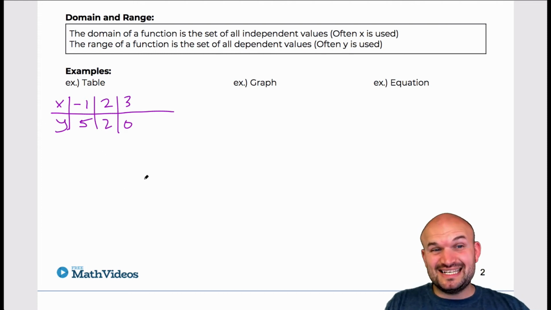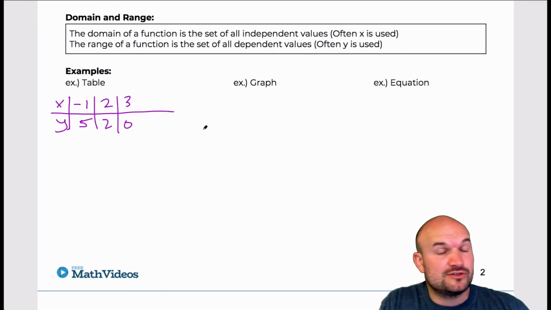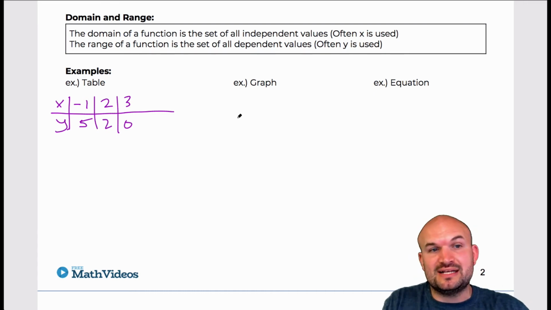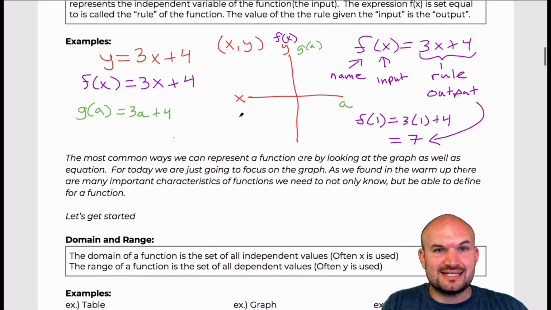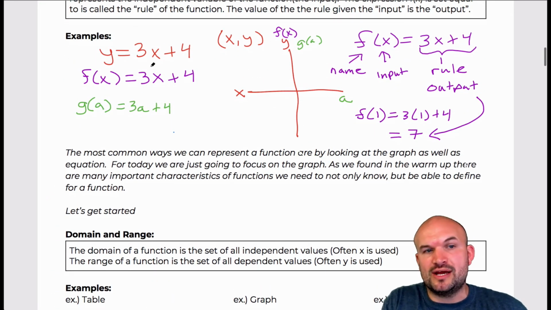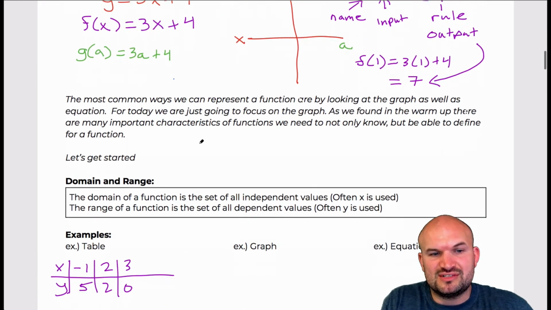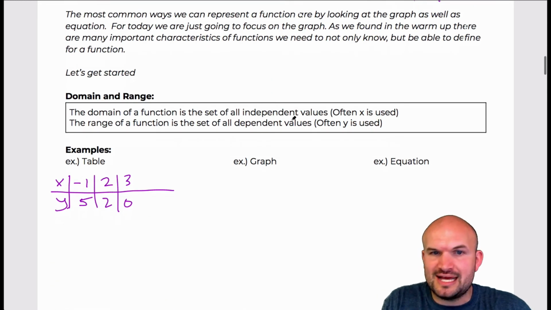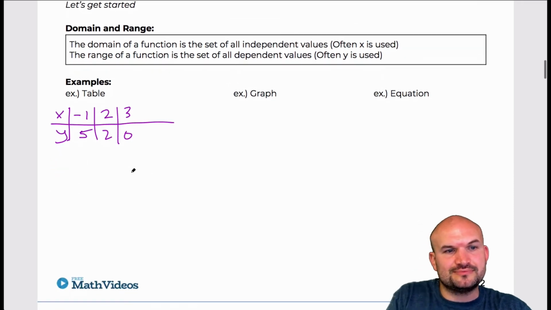Again, the domain is the set of all x values, right? Or the set of all independent values, or the set of all input values. It really depends on what type of function. A lot of times we use functions represented as an equation with x and y or with f of x. But again, guys, we could use different names for this. So that's why it's important to understand the independent and the dependent values.